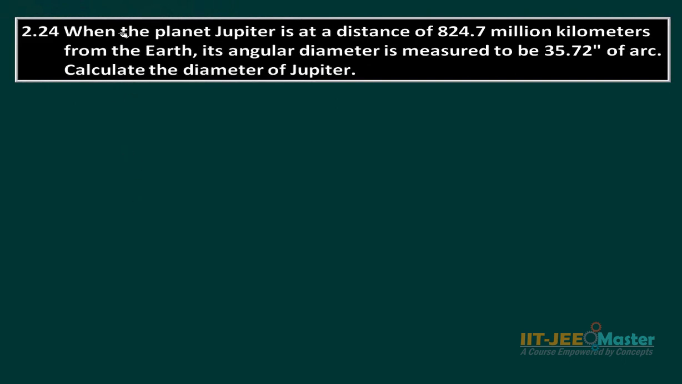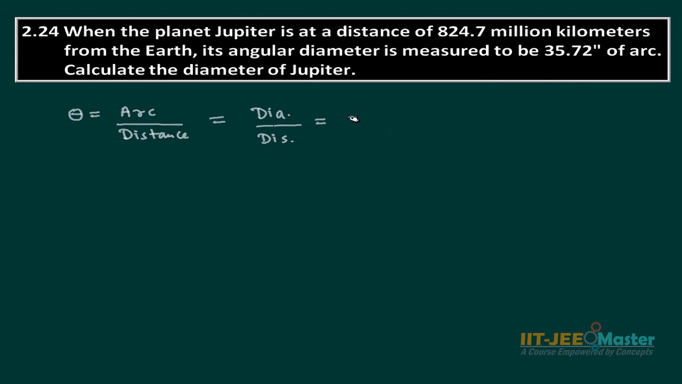Let us see this problem. When the planet Jupiter is at a distance of 824.7 million kilometers from the Earth, its angular diameter is measured to be 35.72 second of arc. Calculate the diameter of Jupiter. First, we'll see that theta is the arc between Jupiter and Earth. Now the arc is like the diameter and the distance we have been given, but the angle we have to convert into radians.